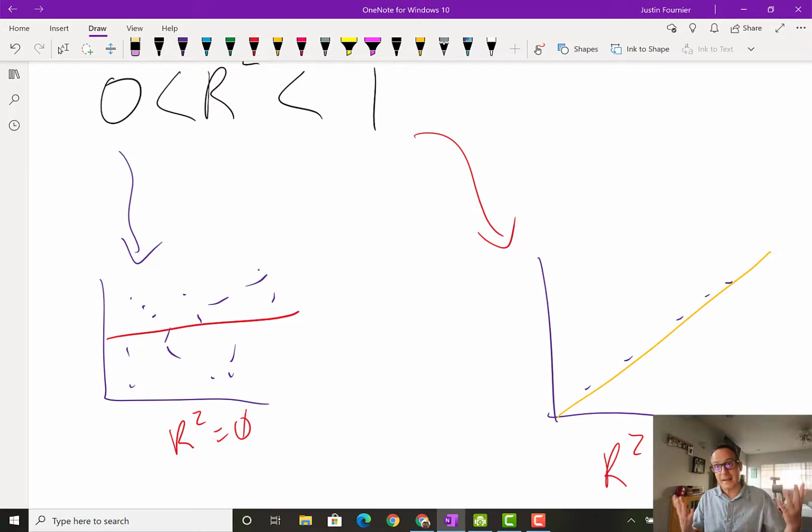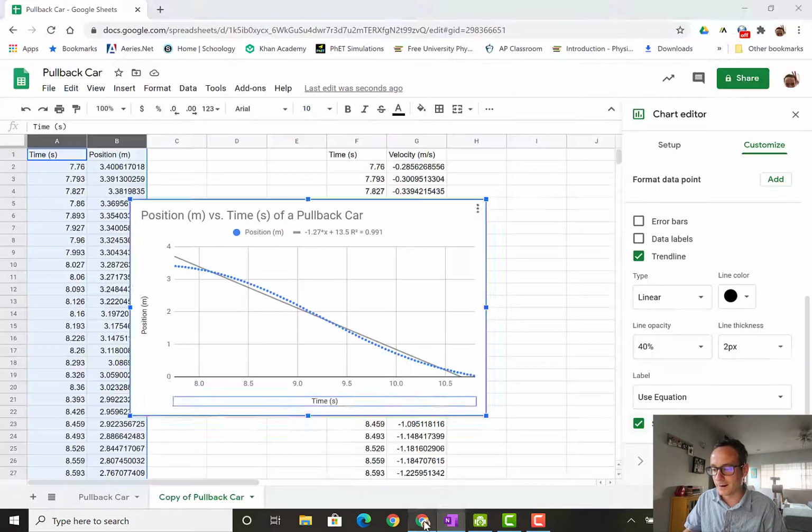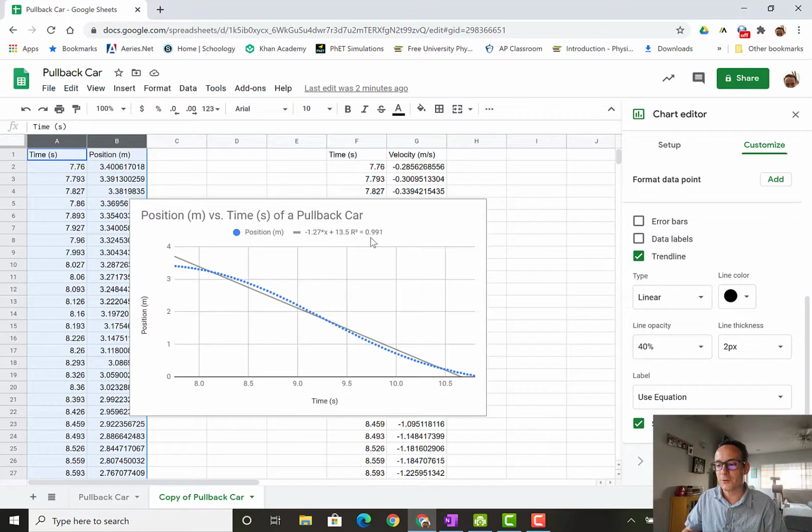In physics, we tend to have really good R squared values. I'm not going to show you how to calculate that. For that, go ahead and take a stats class. Let's go back. Okay, so we see we got an R squared value of 0.991. Now, is that a bad R squared value? No, actually, that's a pretty good R squared value.